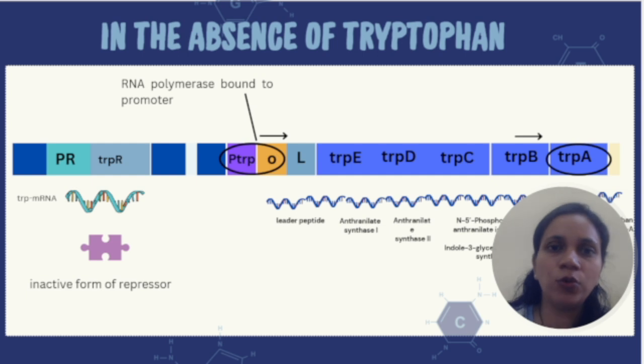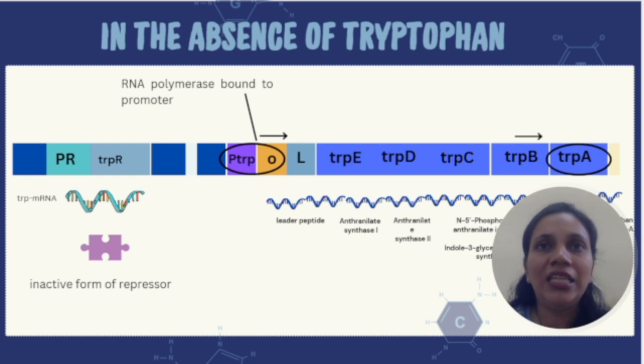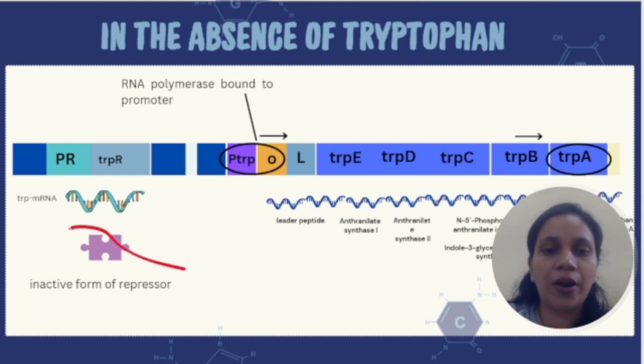Take the example of E. coli. Suppose the E. coli senses that there is not enough tryptophan, or an absence of tryptophan in its medium, because tryptophan is an essential amino acid required for its growth. It is sensing that it is not present, so it is going to quickly give a signal that it needs to produce tryptophan. The moment it senses that tryptophan is absent, a repressor will be produced, and this repressor is inactive.